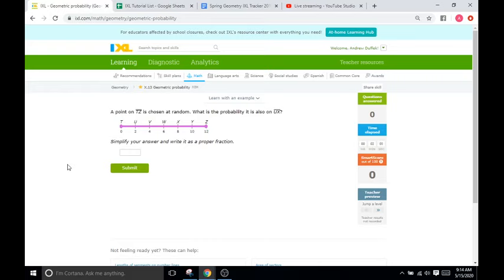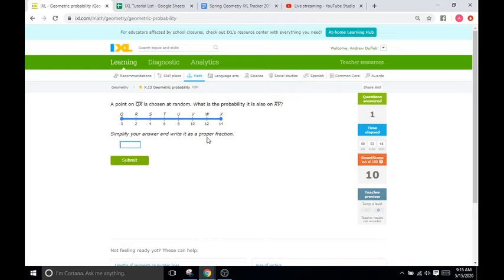So this question is asking, a point on line TZ, so TZ right here, is chosen at random. What is the probability it is also on UX? So UX is going to be 2 to 8. So 2 to 8 is going to be 6, right? Okay. And then out of the total, how long is TZ? That's going to be 0 to 12, so out of 12. And so that's going to be just a 50% chance, or a half probability, 1 over 2 probability, that any number you choose is going to be on UX here.